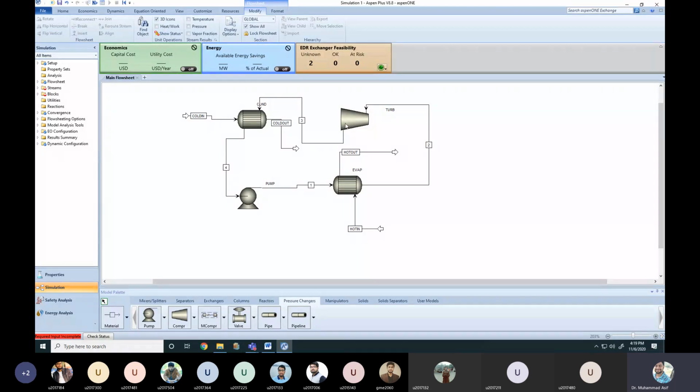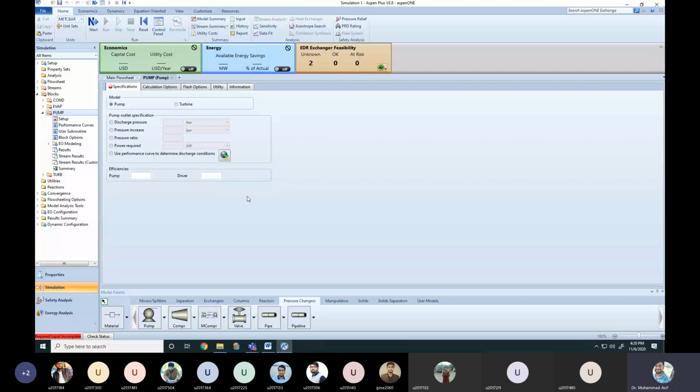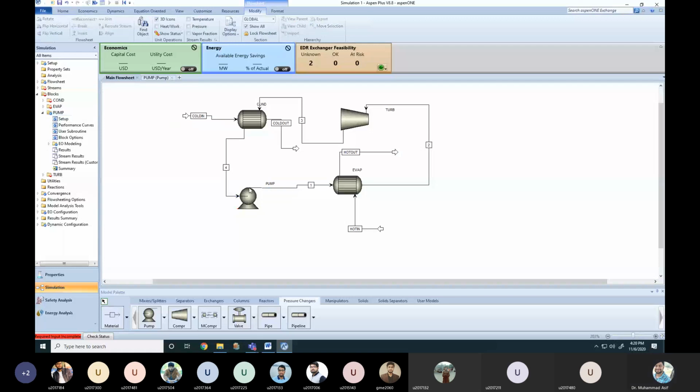So we'll get some output power in the turbine. But now obviously we need to give some parameters for each of the components and some flow rate. So let's start from the pump. That means the pump will produce some pressure. Let's say the discharge pressure, let's assume 5 bar, right? So 5 bar is the pressure for the pump.